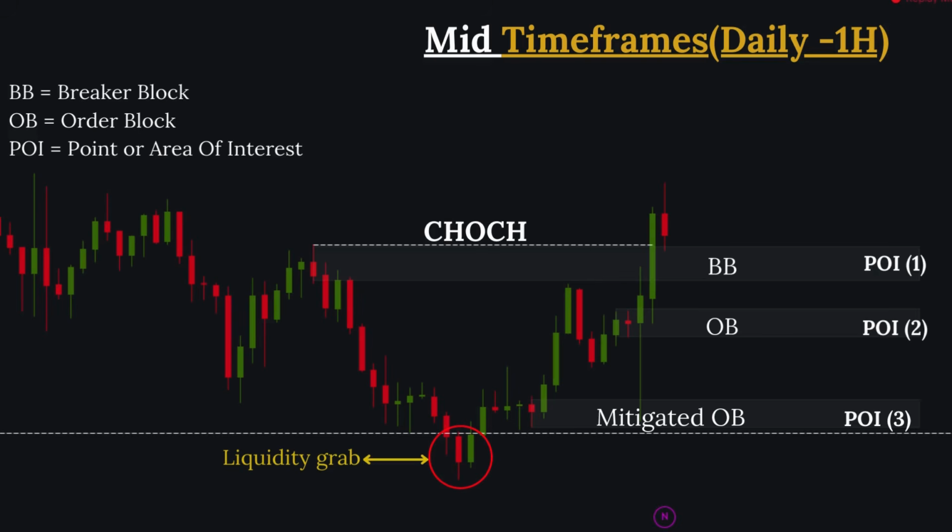Second, the mid-time frames, such as the daily, 4-hour, or 1-hour. This is where we refine the market structure. While the higher time frames give us the overall bias, these mid-time frames help us translate that narrative into actionable trading opportunities. This is where we identify and mark precise zones of interest, or points of interest, POIs, that align with the higher time frame direction. Think of it as bridging the gap. The higher time frame tells us where the market is likely headed, and the mid-time frame allows us to pinpoint the exact areas where setups are most likely to form.